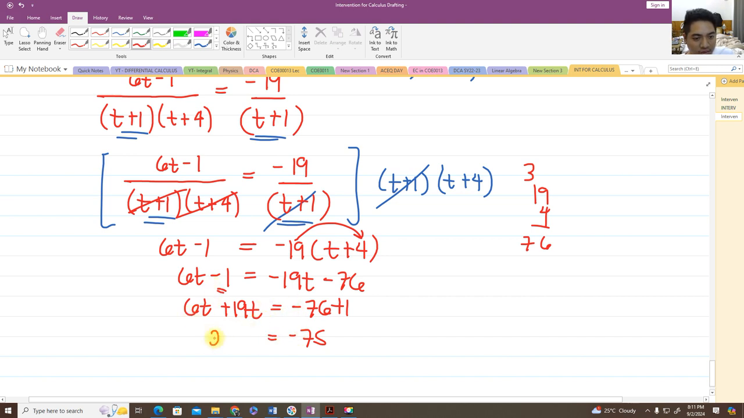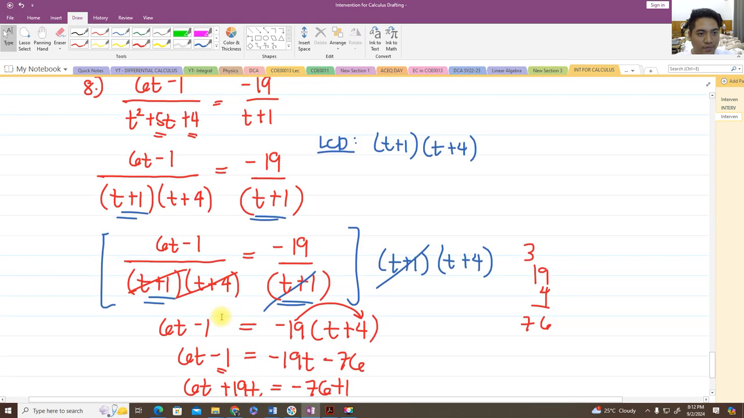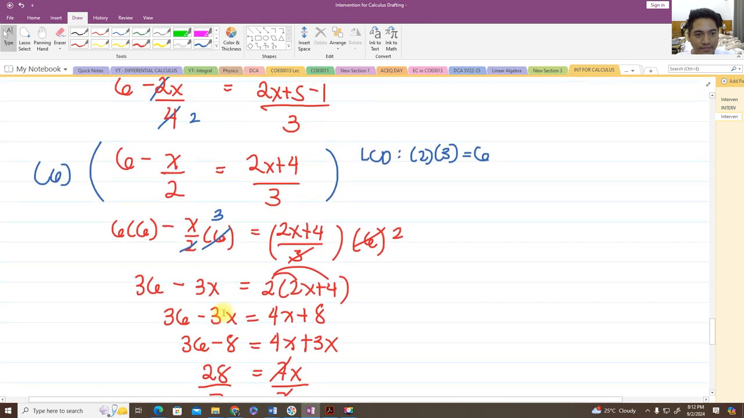6t plus 19t, that's 25t. Divide both sides by 25 to get t. So now the value of t is negative 75 all over 25. So that would be negative 3. A negative divided by positive would be negative. And that is our answer for this problem number 8.